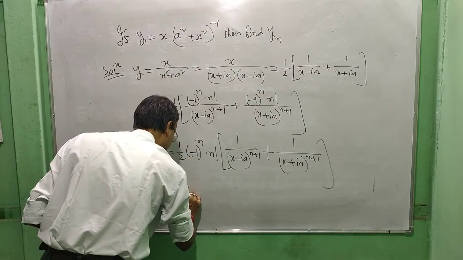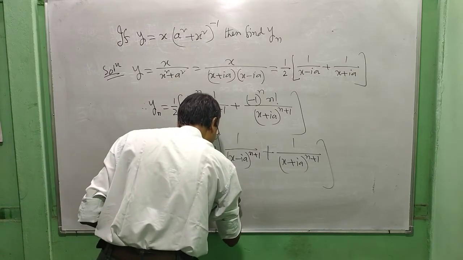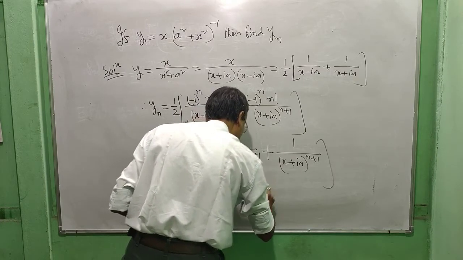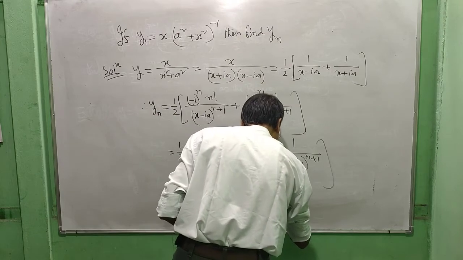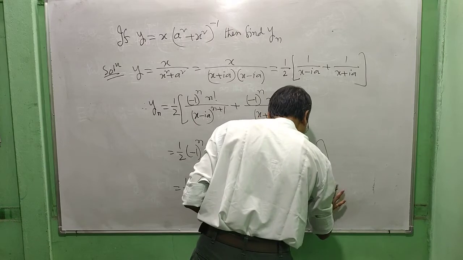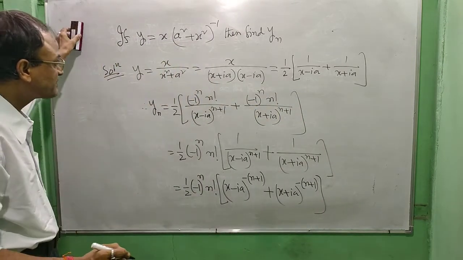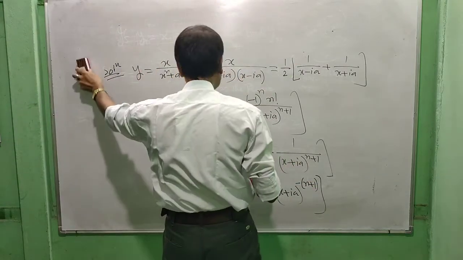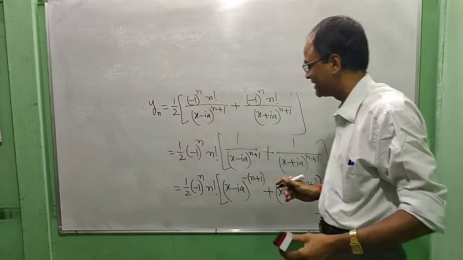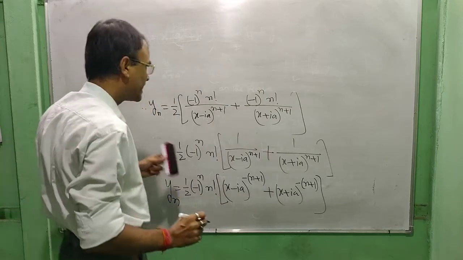Or you may write it like this: (-1)^n n! [(x - ia)^(-n+1) + (x + ia)^(-n+1)]. Now, why am I doing this?